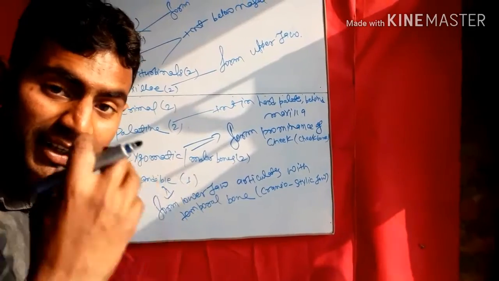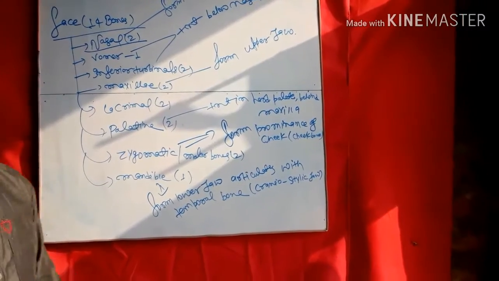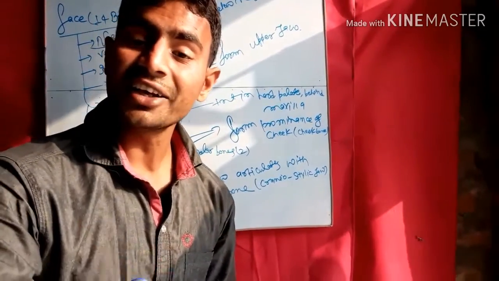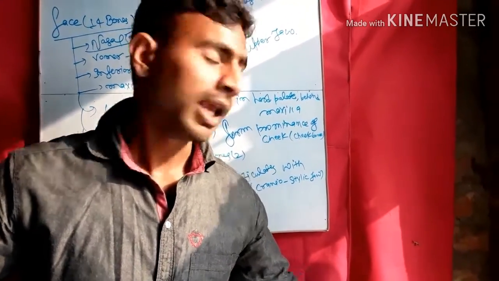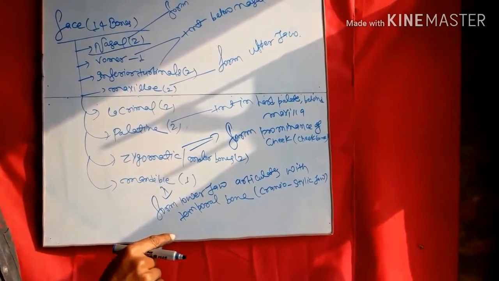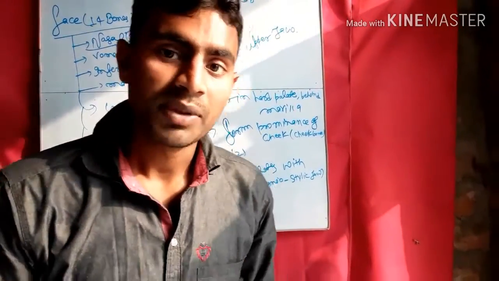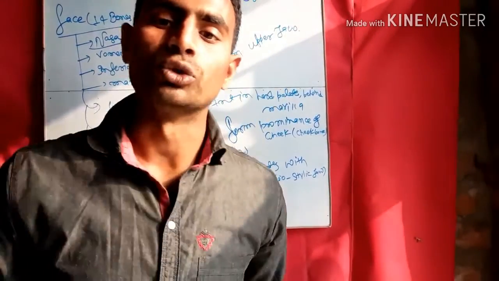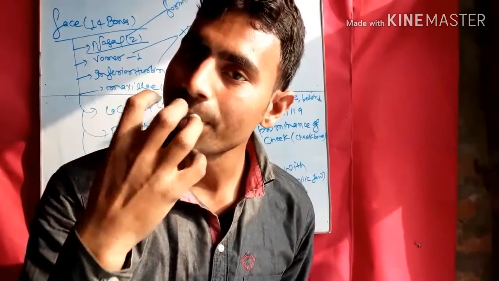Where are the 14 bones present in the face? You can see here the nasal. Nasal means nose, and nasal cavity means the space of the nose. In the nasal, 2 bones are present that form the bony part of the nose.